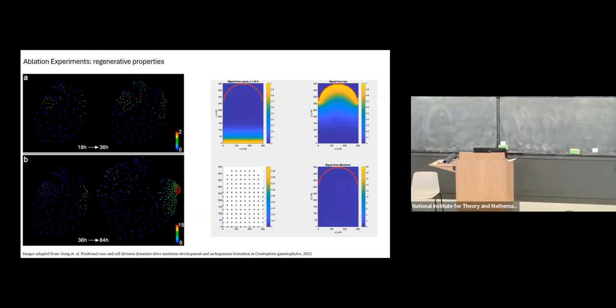What we have seen so far, both in simulation and in the actual lab experiments, is that it's true that it is affected by the time point at which you do the ablation.